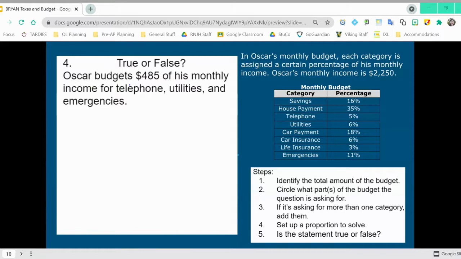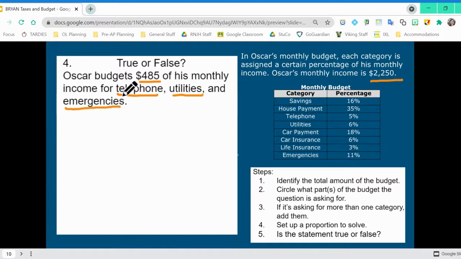All right, this is our last budget problem to do together. This one is also about Oscar's budget. It's the same monthly income and it's the same categories and percentages here. We're just going to look at a new situation. It says Oscar budgets $485 of his monthly income for telephone, utilities, and emergencies.